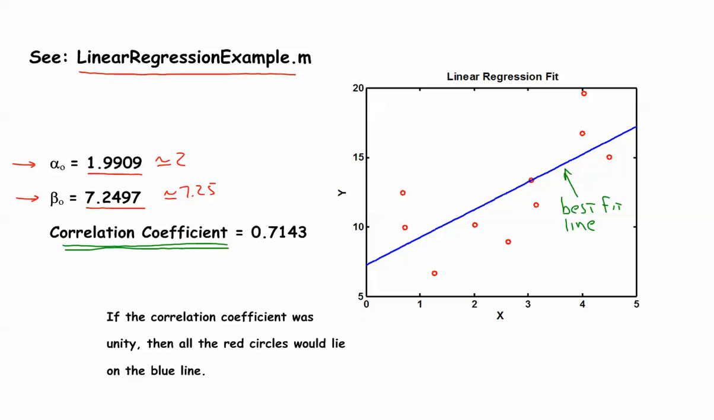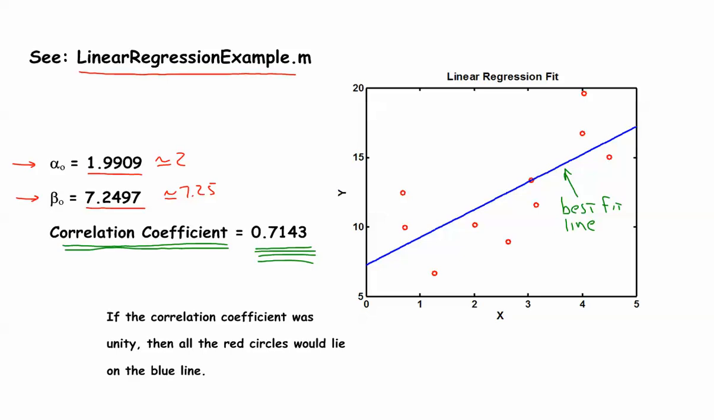We discussed the correlation coefficient in a previous video lecture, and in one of your assigned reading sections for this module, you'll see how to calculate the correlation coefficient using data. It's really quite simple. What we found when I used MATLAB to calculate it was a little bit bigger than 0.7.